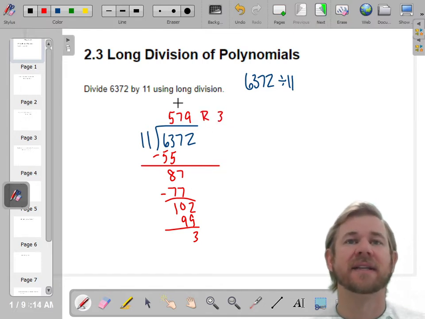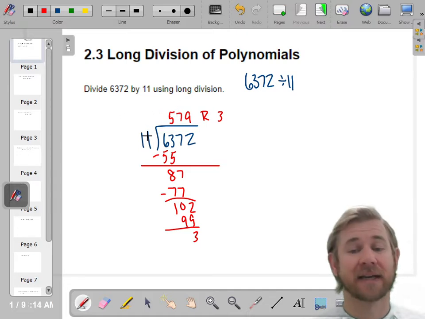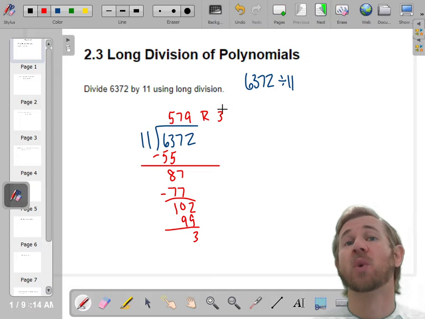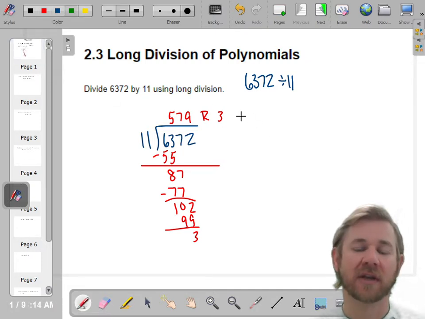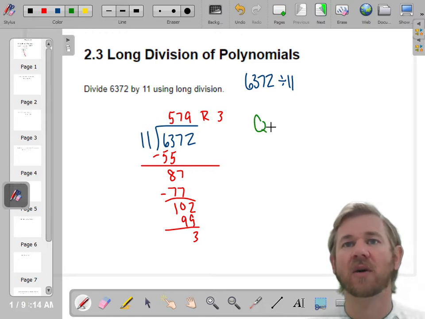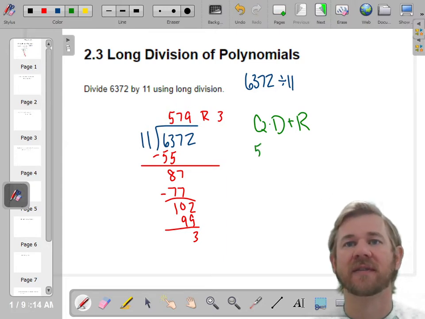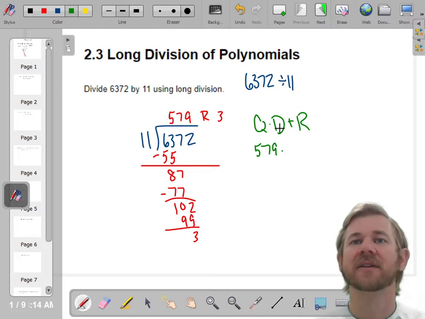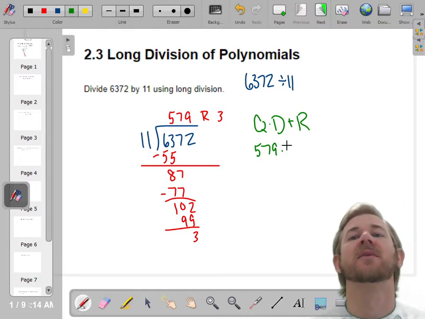So 579, remainder 3. That means that I can multiply 579 times 11, and I will be 3 short of 6,372. So if I write my answer, and we're going to use this notation for polynomials as well, as the quotient times the divisor plus the remainder. The quotient is what you get at the end, 579. The divisor is what you're dividing by, 11, into the dividend. So quotient times the divisor, which is 11, plus the remainder, plus 3.